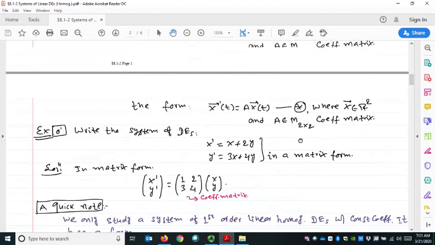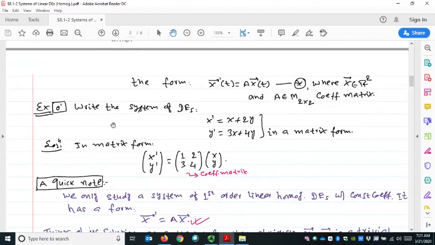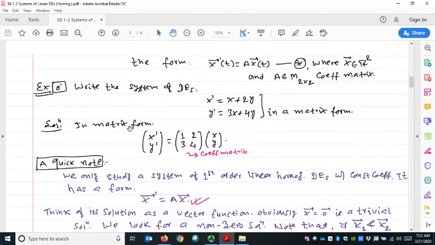Great. Let's review one quick example. Write the system of differential equations x prime equals x plus 2y, y prime equals 3x plus 4y in a matrix form. So in matrix form, let's write in one column x prime, y prime, and the coefficient matrix 1, 2, 3, 4, and then x, y.